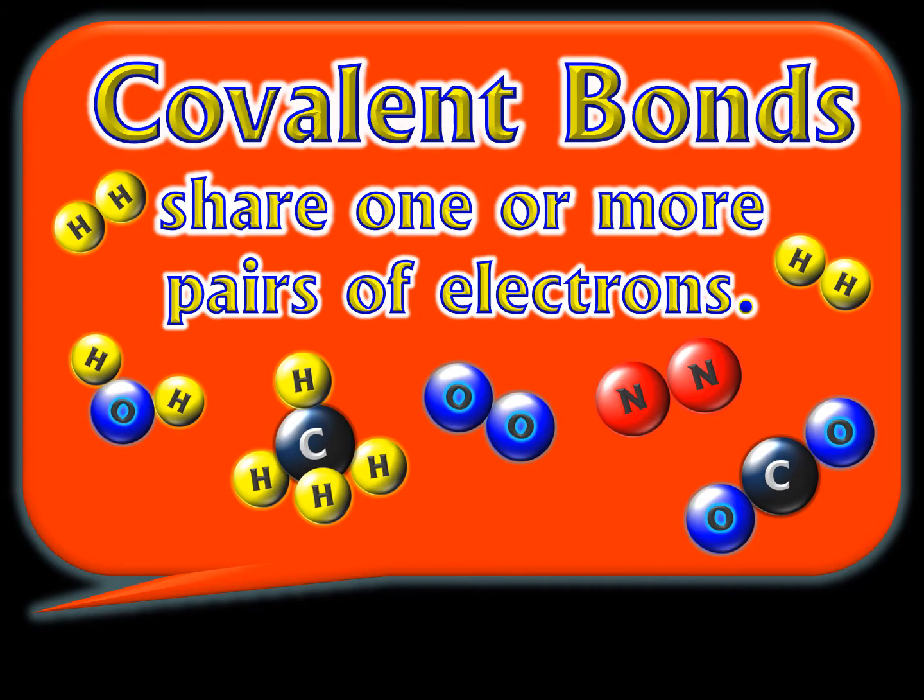Remember that covalent bonds share a pair of electrons, or sometimes they share two pairs, a double bond, or sometimes they share three pairs, a triple bond, but they're always sharing a pair of electrons. That shared pair goes between the two nuclei of the atoms sharing them, and it creates sort of a shape, a structure to the molecule.